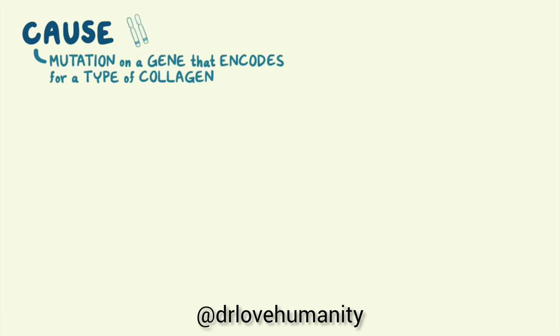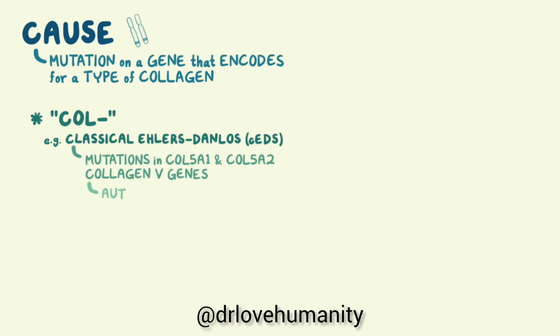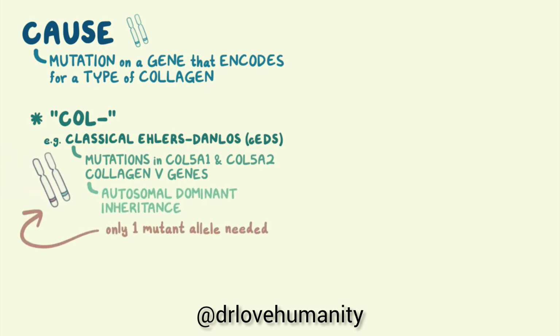Now, the cause of Ehlers-Danlos syndrome is typically due to a mutation on a gene that encodes for a type of collagen protein. The name of the gene that encodes for collagen usually starts with the prefix COL. The specific gene involved determines the type of Ehlers-Danlos syndrome. So, for example, classical Ehlers-Danlos syndrome, or CEDS for short, is caused by mutations in the COL5A1 and COL5A2 collagen 5 genes. These genes are passed through autosomal dominant inheritance, where only one mutant allele is needed for the disease.